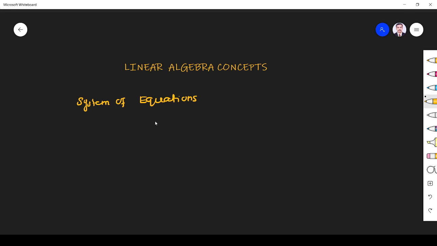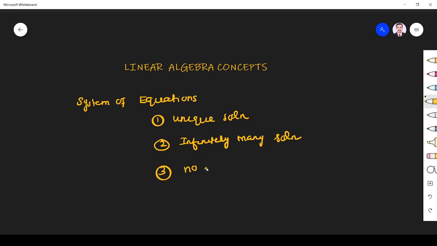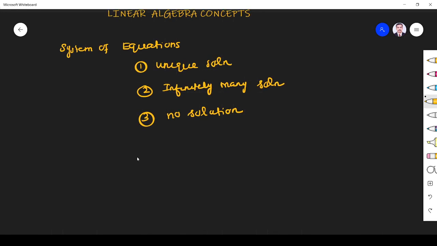A system of equations can have a unique solution, or infinitely many solutions, or no solution. Let us see how to solve this type of problem. Let us take two equations, for example.